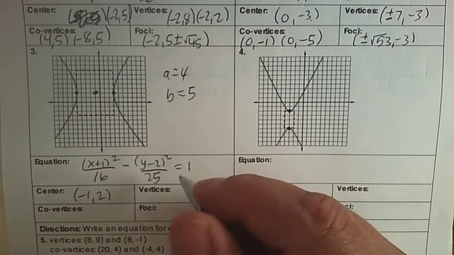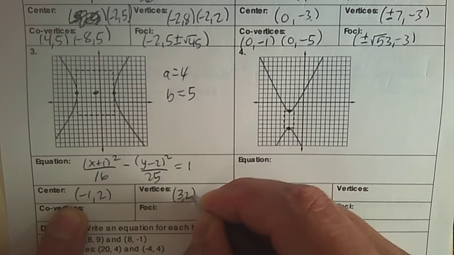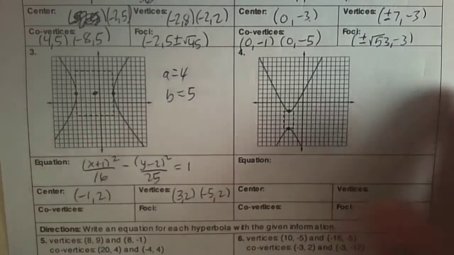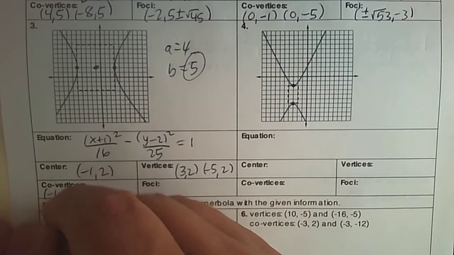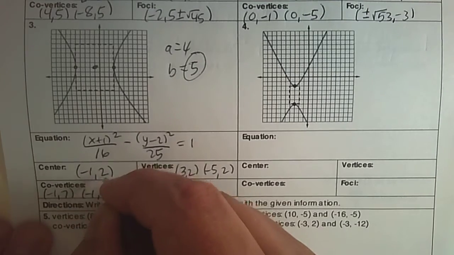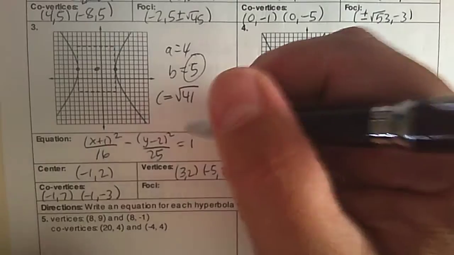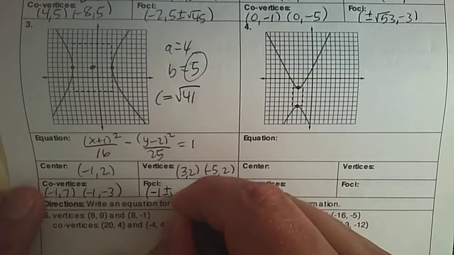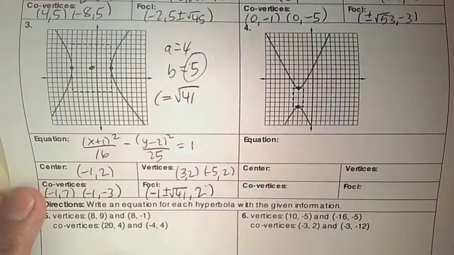The vertices, start with the x coordinate. So -1, we're going to add 4, that's 3. And we're going to subtract 4, that's -5. The minor vertices, it's 5 to the y coordinate. So -1, add 5, -1, subtract 5. The foci, you add the denominators. It's the square root of 41. So that affects the x coordinate from the center. So -1 plus or minus root 41 and 2. Done. On to number 4.